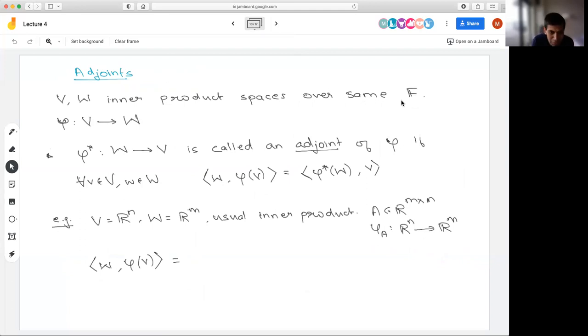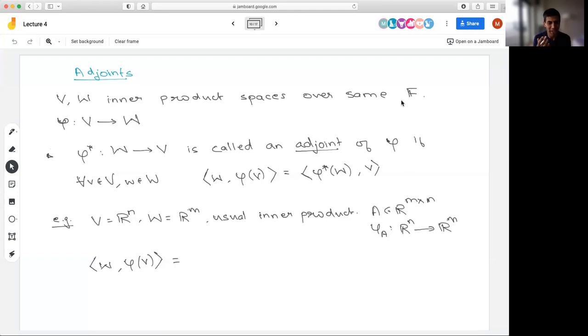All right. The next concept I want to define is also related to inner product spaces, but now it's related to two inner product spaces, not just one, over the same field. So again, either reals or complex, but it's the same for both V and W. For a linear transformation phi, which maps V to W, we'll say phi star is an adjoint of phi if it maps in the opposite direction.